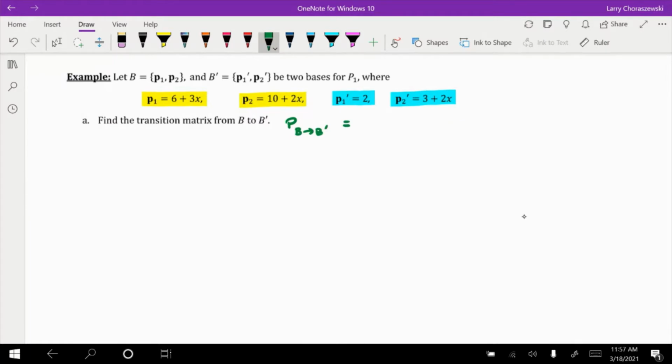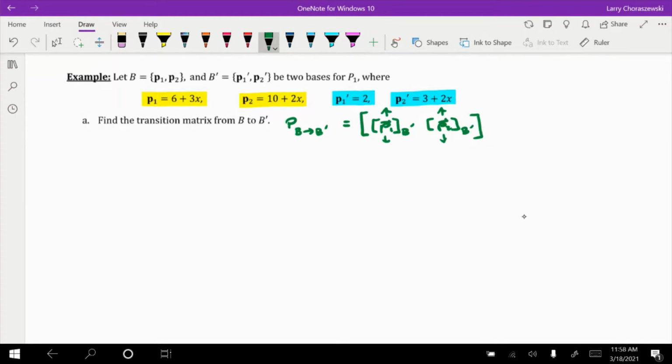And I'll modify the formula from the last page as follows. This is going to be calculated by looking at what the coordinate vector of P1 is relative to B prime, turning that into the first column, and then there's going to be a second column, and no more than that because there are just two polynomials in each basis. So the second column would be P2 relative to the basis B prime. And we're going to calculate each of these columns.